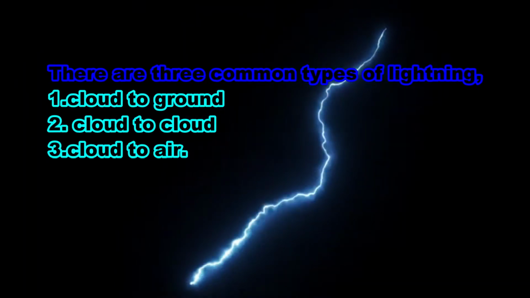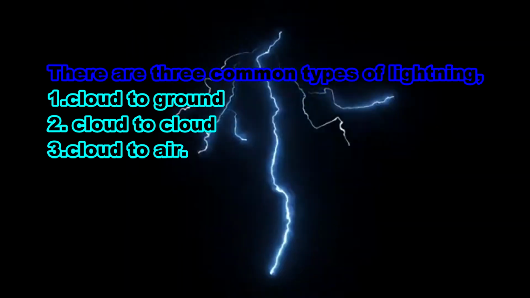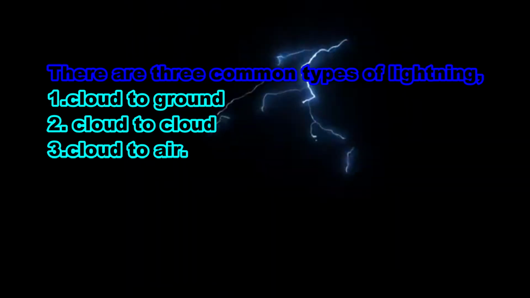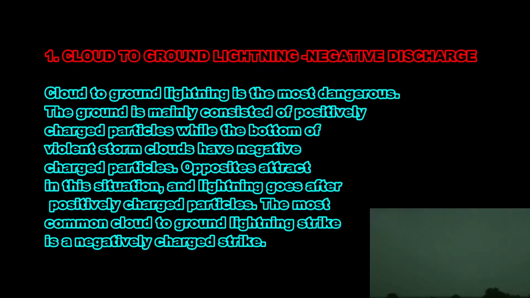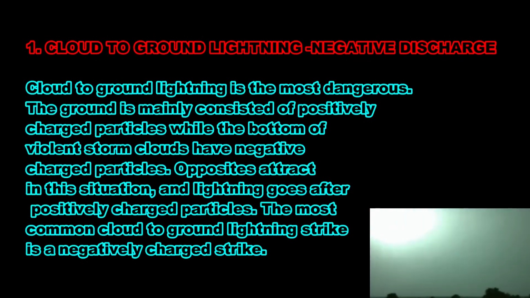There are three common types of lightning: cloud to ground, cloud to cloud, cloud to air. Cloud to ground lightning, negative discharge. Cloud to ground lightning is the most dangerous.